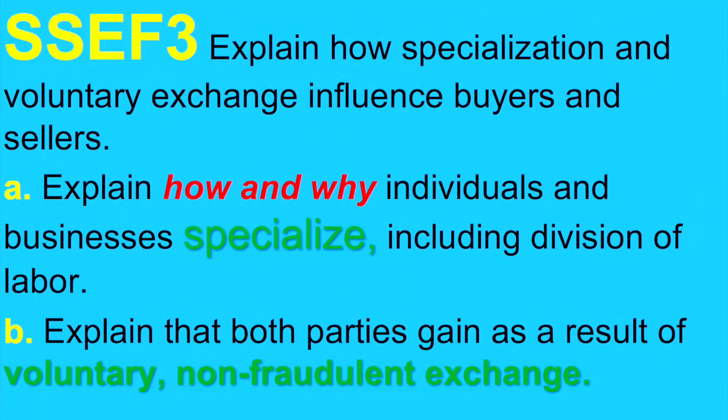All right, so as you can see here, the standard is SSEF3. Basically, it tells you that we need to explain how specialization and voluntary exchange influence buyers and sellers. And you'll notice a couple of sub-points there. A, explain how and why individuals and businesses specialize, including division of labor. And then, of course, B, explain that both parties gain as a result of voluntary, non-fraudulent exchange. And, of course, the big deal about this is that you're going to see these concepts of specialization and even voluntary exchange bleed into other standards, not just this one.